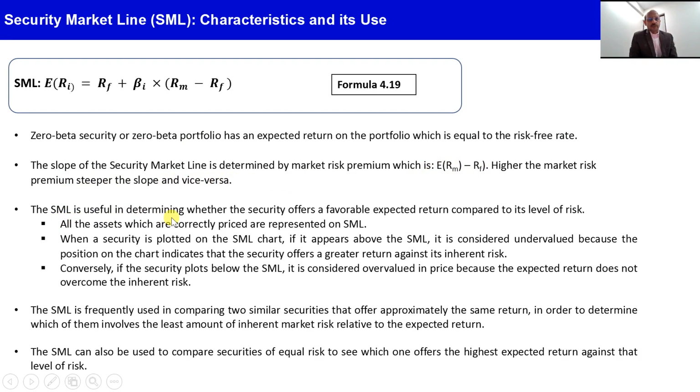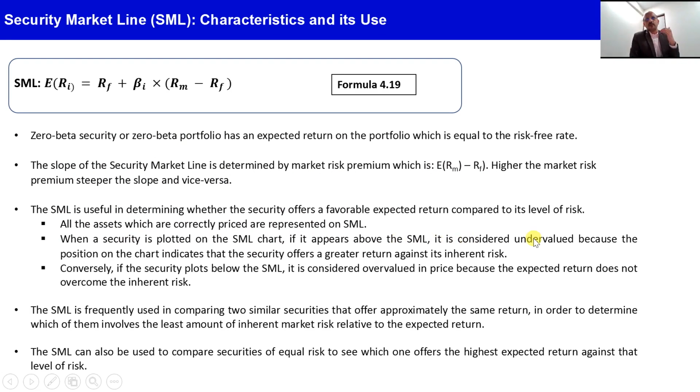Now, how is it used in the security market? The SML is useful in determining whether a stock is overvalued or undervalued. If the price of the asset is falling right on the SML, it is correctly priced. Whereas if the security is plotted on the SML chart and appears above the SML, then it is undervalued.